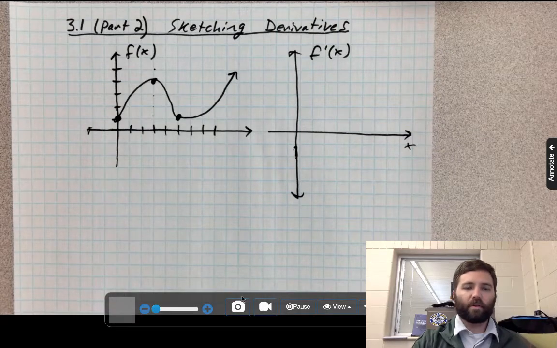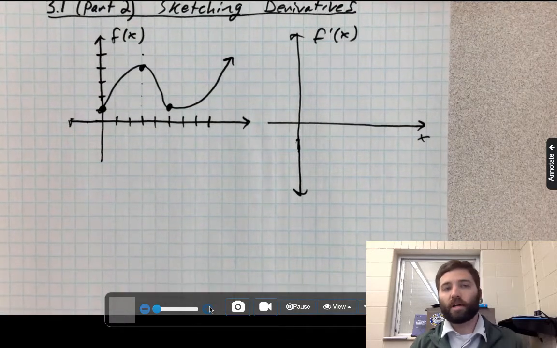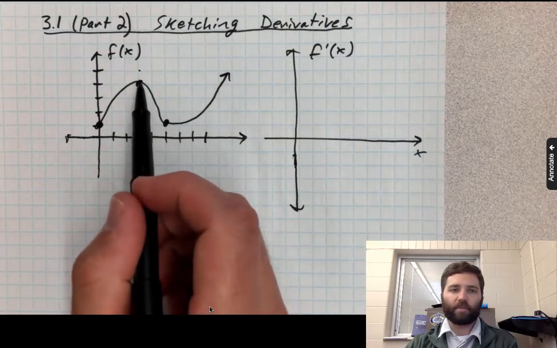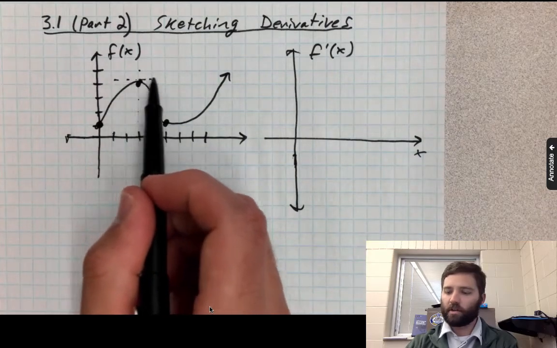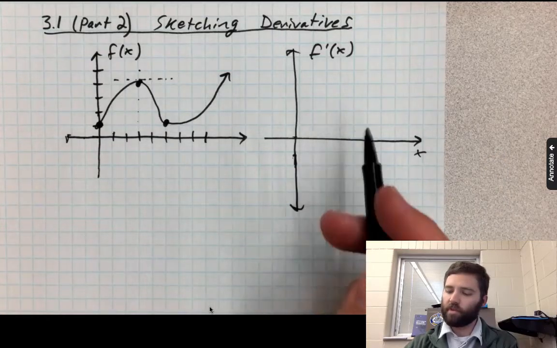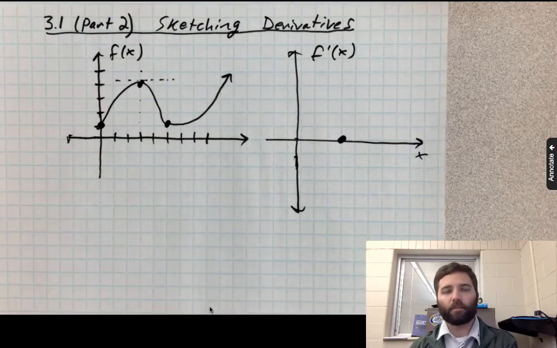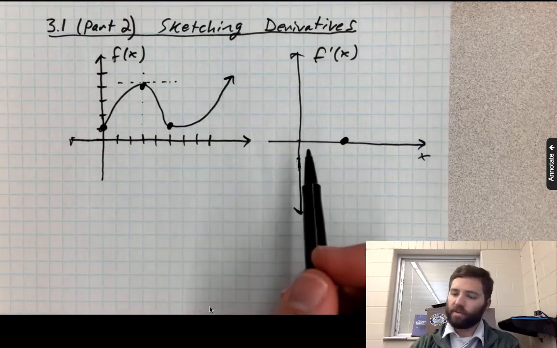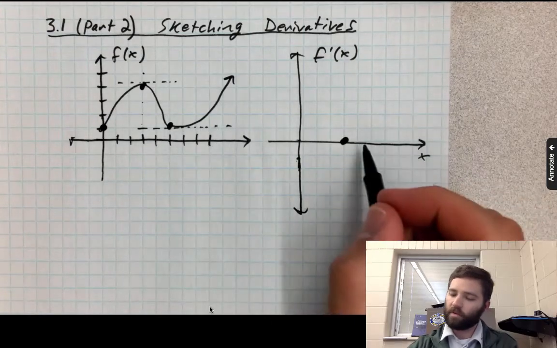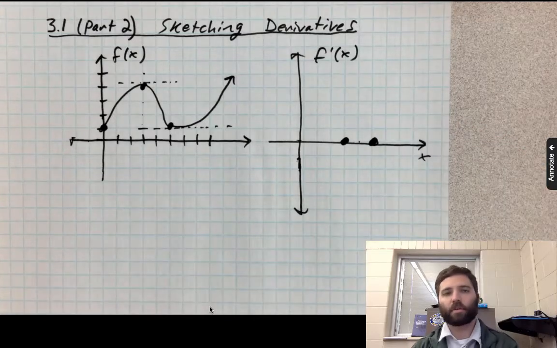What I like to start with for the derivative is points that I know for sure. So I know for sure that the slope of the tangent line here at 3, since that's a maximum, is going to be 0. So on the graph of the derivative, I'm going to go over to 3, and I'm going to put an x-intercept right there. All right. The other thing I know is that the slope of the tangent line at 5 also has to be 0. So I'm going to go over here to 5 and put an x-intercept on the graph of the derivative.